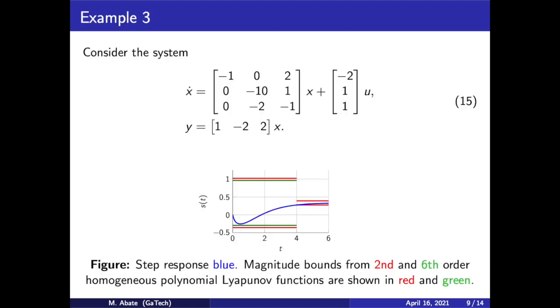So in this example, in equation 15, we're considering now a three-dimensional LTI system, and we're going to compute norm bounds on the step response using the result on the previous slide, using second order and sixth order homogeneous polynomial Lyapunov functions. And we also here provide a technique for bounding the tail of the step response in terms of a norm bound. So what you can see in the figure is that for the first 4 seconds we're computing a bound using the initial result, and then this bound is recomputed at time 4 to give you added fidelity as to where your step response lives.